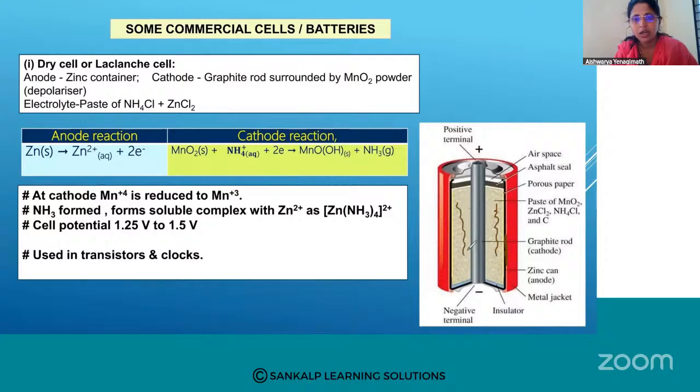this cream colored material, this is a paste of MnO2. We'll see why that paste is taken: manganese dioxide, zinc chloride, ammonium chloride, and carbon. So this graphite rod acts as the cathode, and it is surrounded by this paste. The space between the electrodes is filled with a moist paste of NH4Cl and ZnCl2. So the electrode reactions are very complex here, but approximately we can show them.